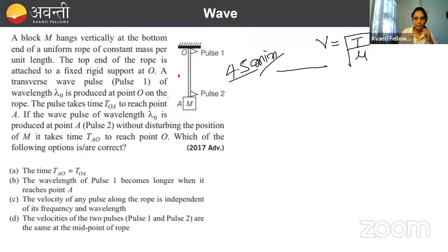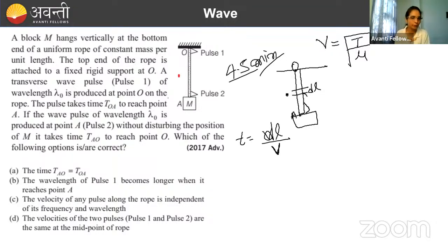What do I mean by this? Look here, what is happening? This is not a massless rod. This is a mass-containing rod. So let's focus on pulse 2. It started traveling from point A towards O. I'm trying to see what time it will take to cover a small length dl. This time will be equal to the distance dl divided by the velocity at this point.